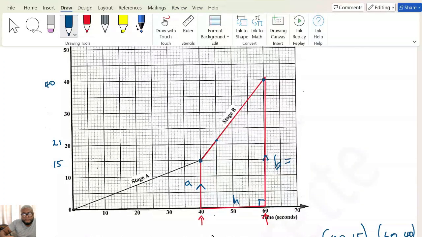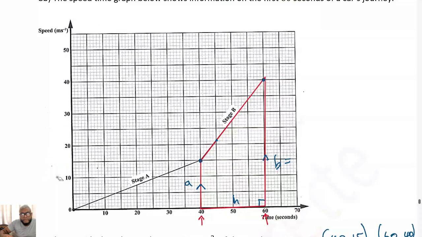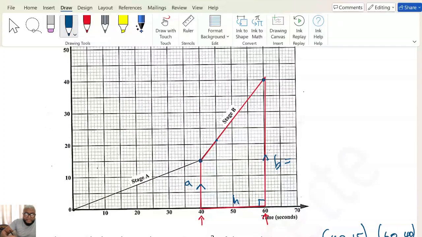So now, what is B? B would be 40. Excellent. 40, right? Excellent.